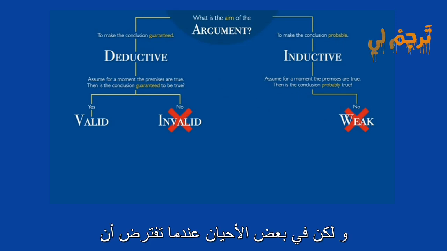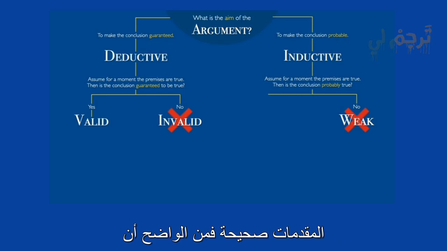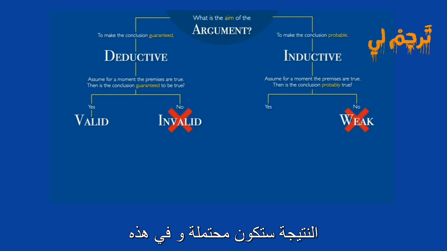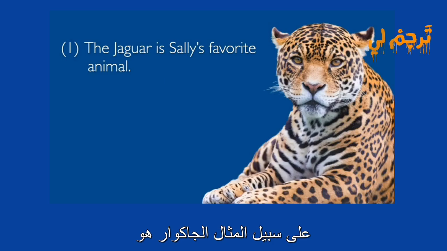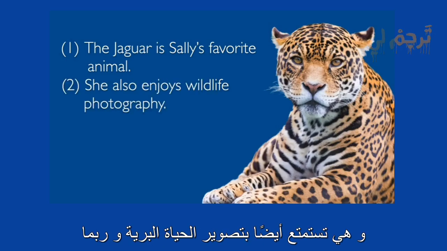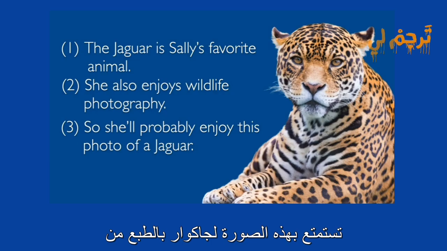But sometimes when you assume the premises are true, it's clear that, yes, the conclusion would be probable. In that case, we call the reasoning strong. For example, the jaguar is Sally's favorite animal. She also enjoys wildlife photography, so she'll probably enjoy this photo of a jaguar.